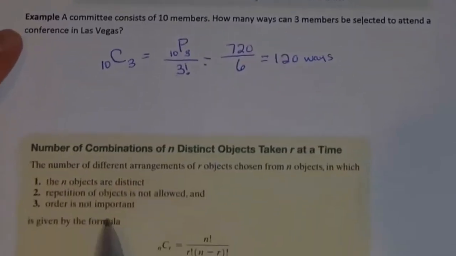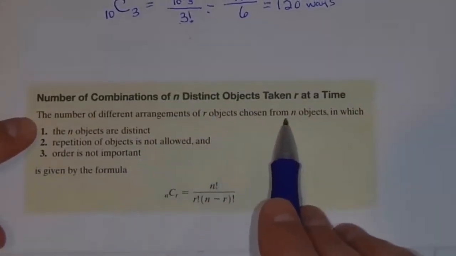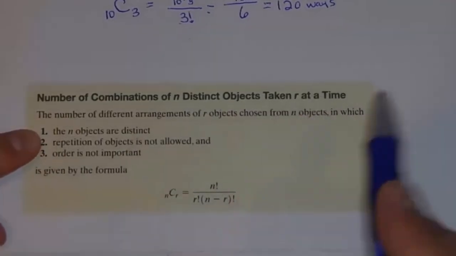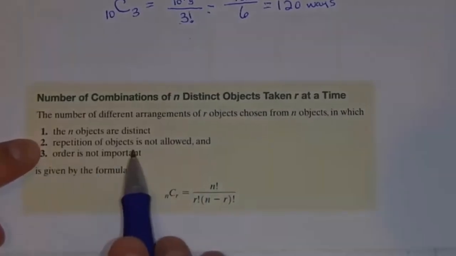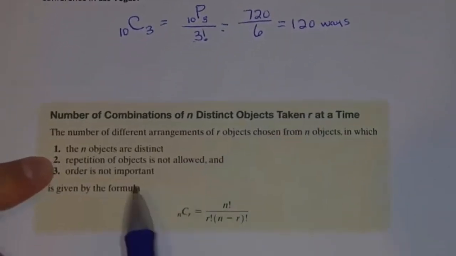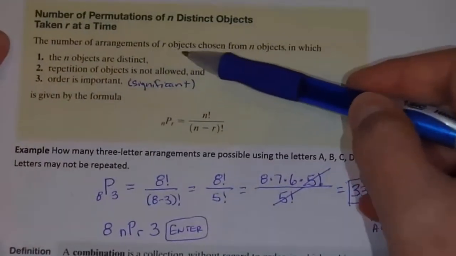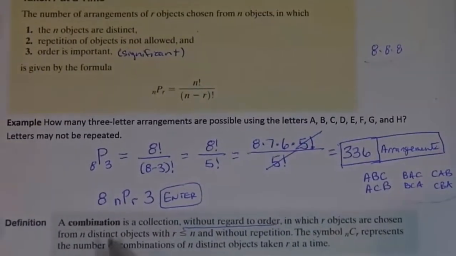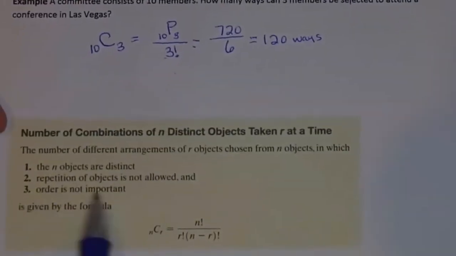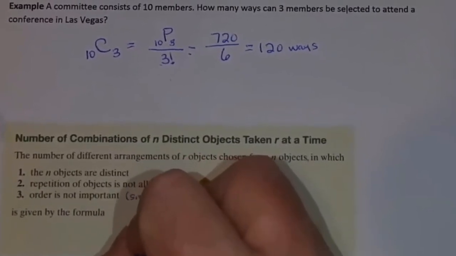As a general rule, the number of different arrangements of R objects chosen from N objects in which, 1, the N objects are distinct, so I have to be able to tell the objects apart. 2, repetition of objects is not allowed, so Andy can't go twice to Vegas. 3, order is not important. If you look at the difference between up here and down here, everything's the same except part 3. Order is important in a permutation. Order is not important in a combination. And again, by that I mean it's not significant.